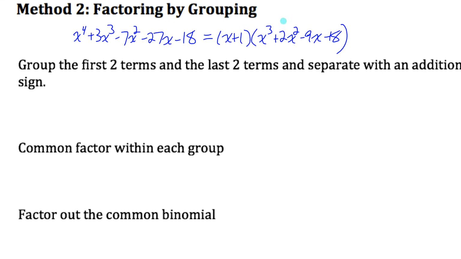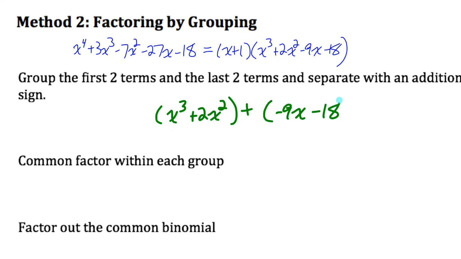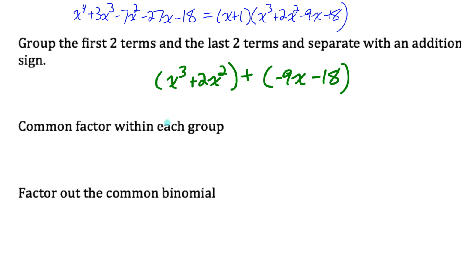Let's look closely just at this factor. That's the one that we had to factor further. If I had done factoring by grouping, I could have avoided having to do synthetic division again. I could have just grouped the first two terms together, so x cubed plus 2x squared, plus group the negative 9x minus 18 together, and then common factor from each group. Take an x squared from the first group, and I would have x plus 2. Take a negative 9 from the second group, and you would have x plus 2.